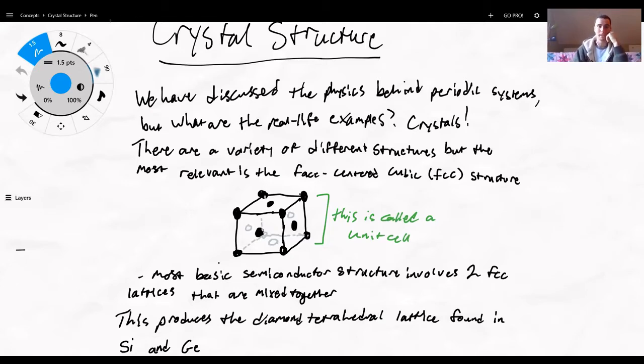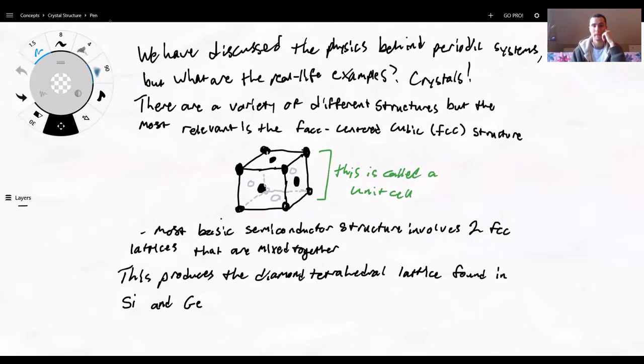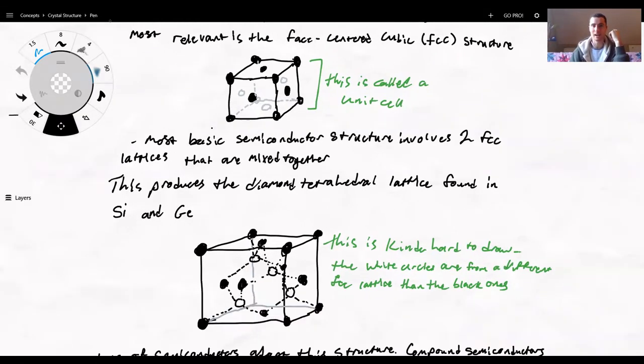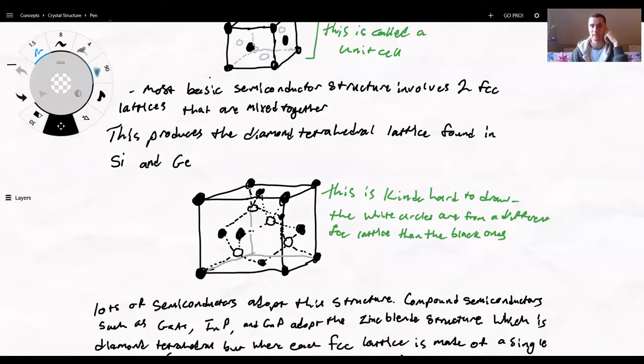The most basic semiconductor structure involves 2 FCC lattices mixed together. So you put one inside of another. It's a little bit difficult to visualize. There are some tools online that you can look at if you wanted to see. But what it does is it produces a diamond tetrahedral lattice. So this is what you find in some of our intrinsic semiconductors like silicon and germanium.